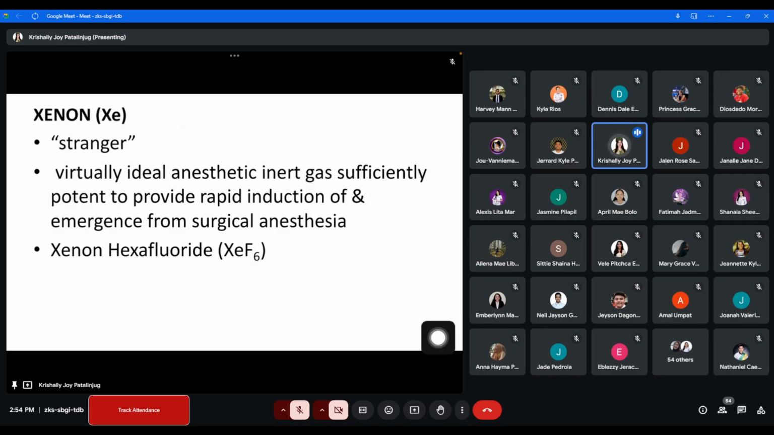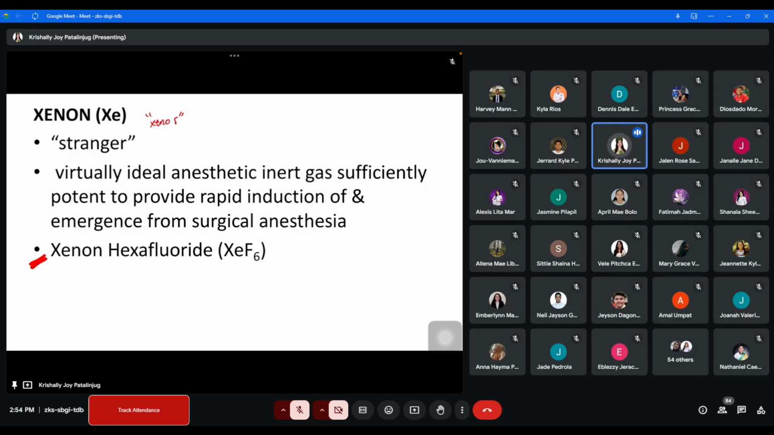Xenon comes from the word xenos. Ibig sabihin, foreign, strange. Kaya nakalagay dyan, stranger. So, ito yung sabi natin kanina. No compounds sa mga noble gases except for xenon.